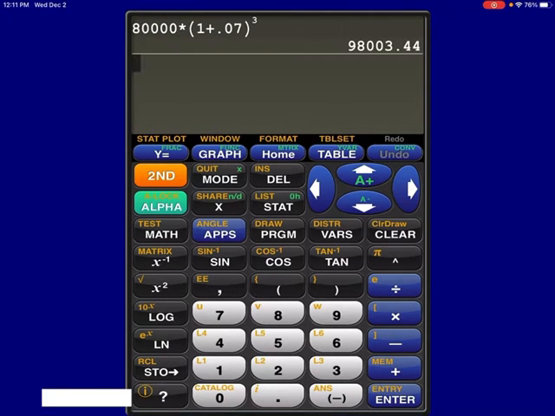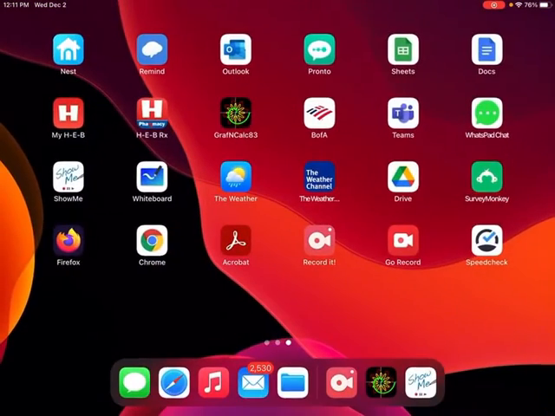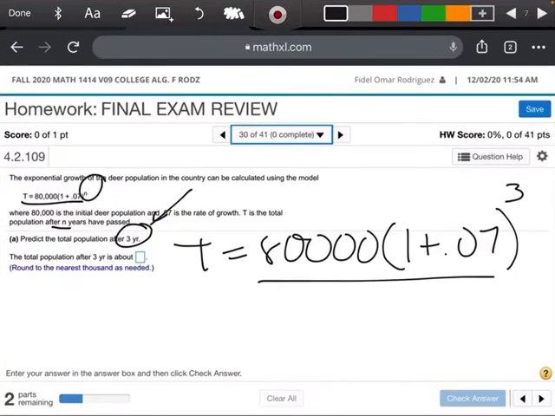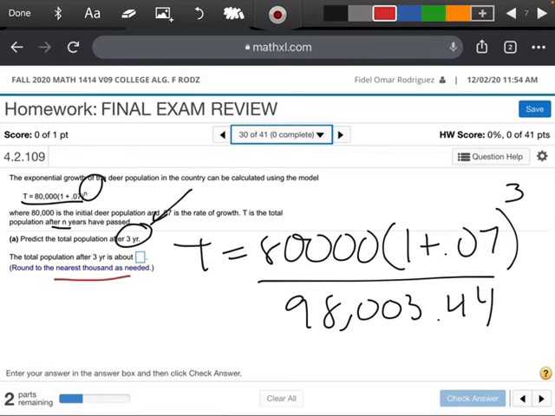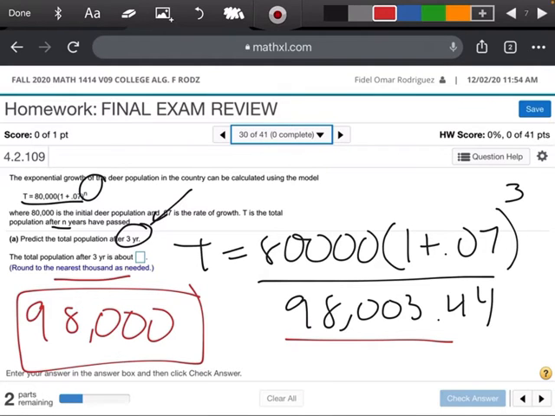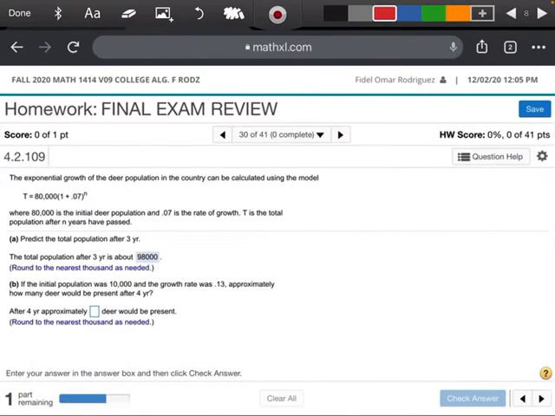I'm coming up with 98,003.44. It does ask me here to round to the nearest thousand. So the nearest thousand, this would be 98,000, okay? So there is a part B. If you notice here, look, there's my answer for part A, 98,000. Let's do part B.